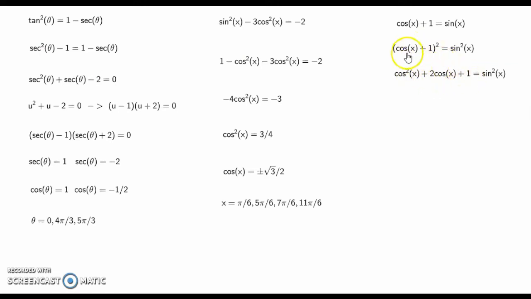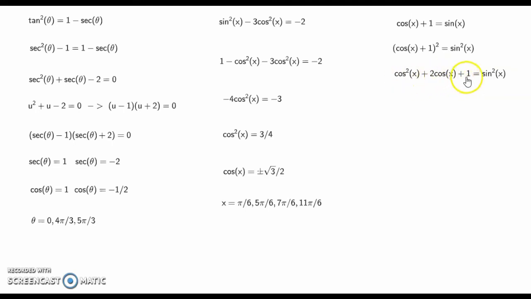Too many people turn this into cosine squared x plus 1. The 2 cosine x is part of this. If it helps, write this out as cosine x plus 1 times cosine x plus 1 and FOIL. It may help to avoid missing this, but this is fairly critical.